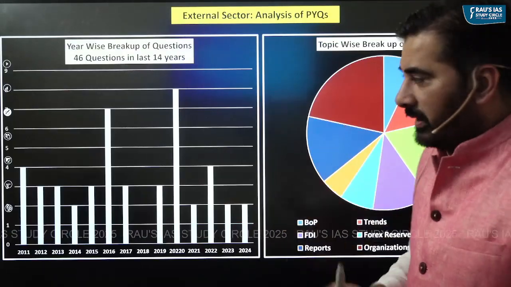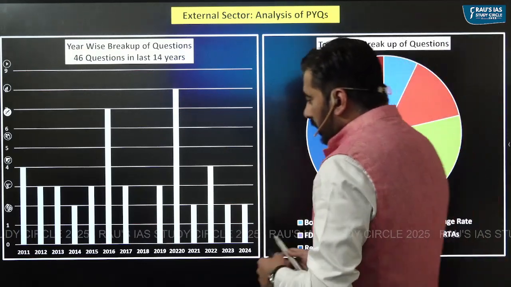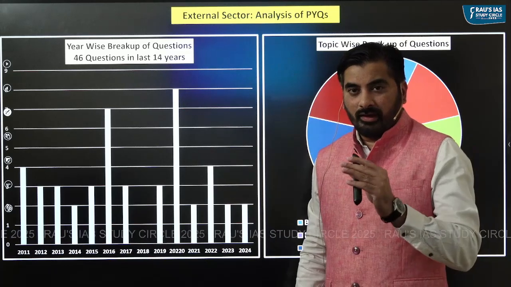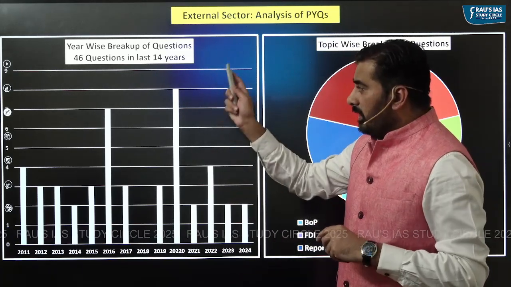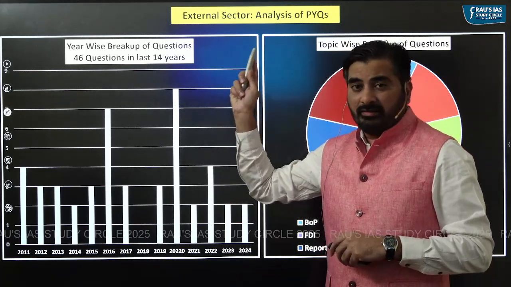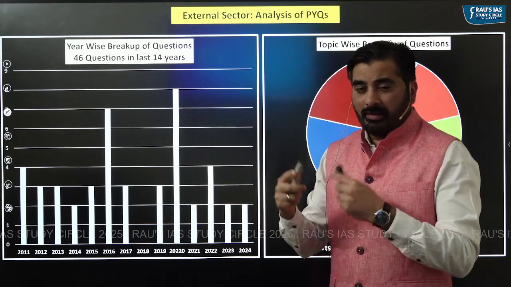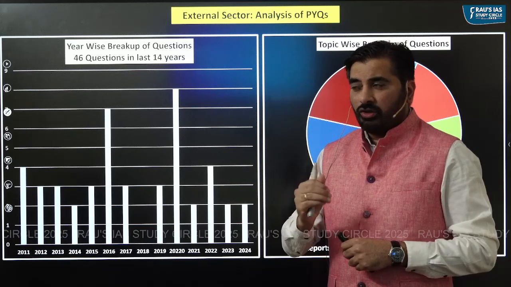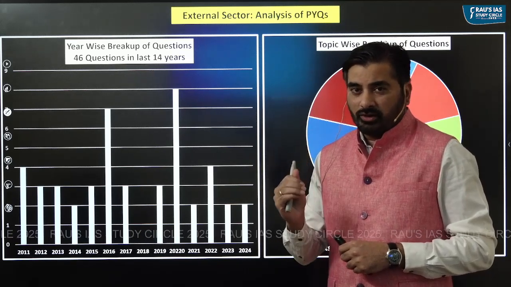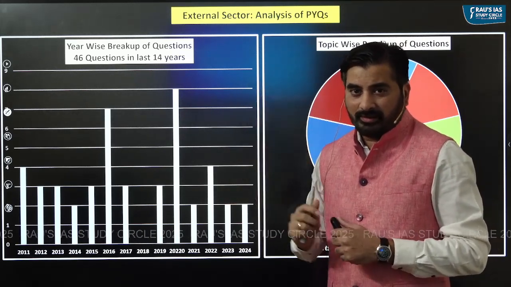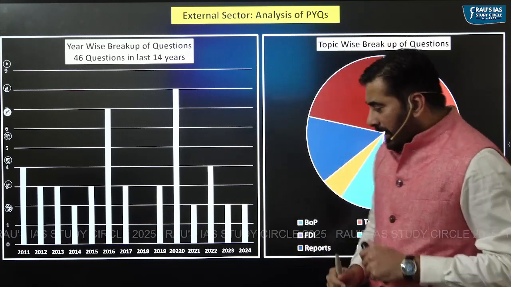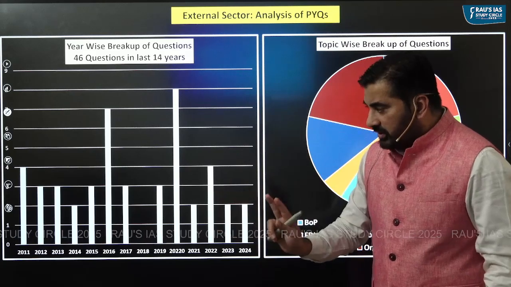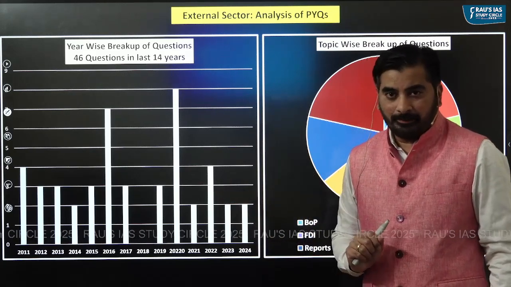If you see the previous year prelims from 2011 to 2024, that is almost the last 14 years, we had almost 46 questions from the theme of external sector. It means on an average, you can expect around 2 to 3 questions from the external sector. As you can see, in Prelims 2024, there were 2 questions from the external sector.